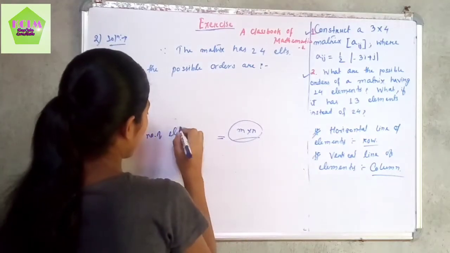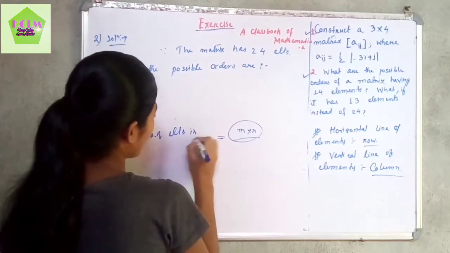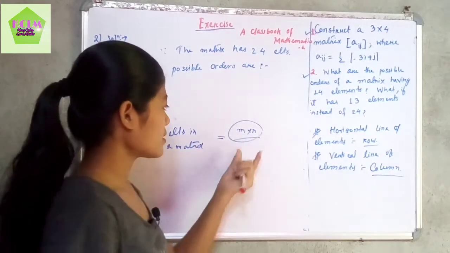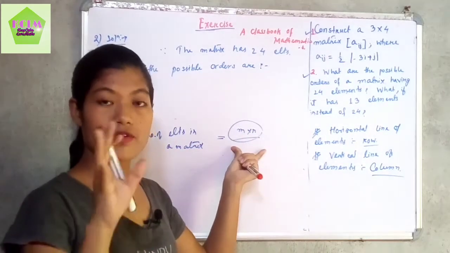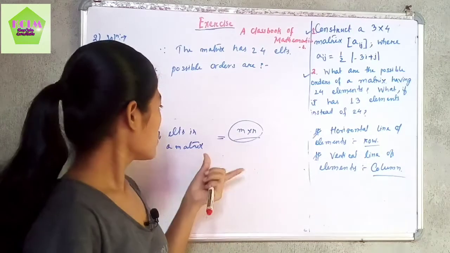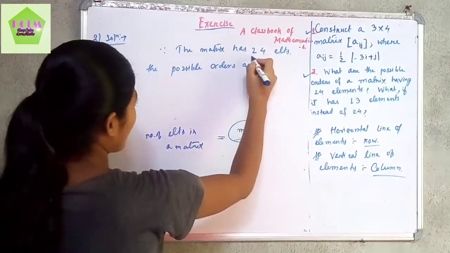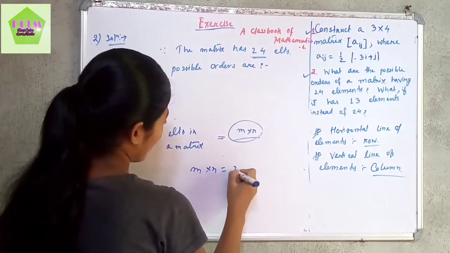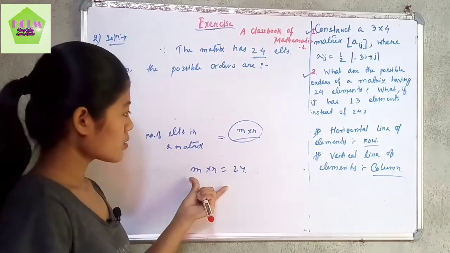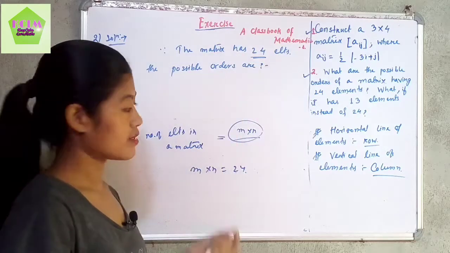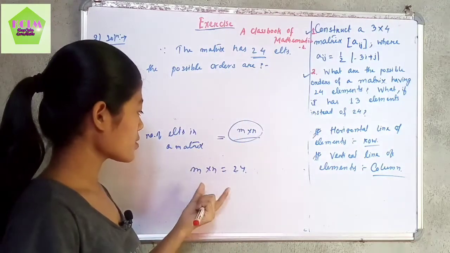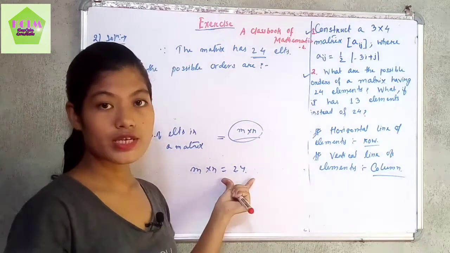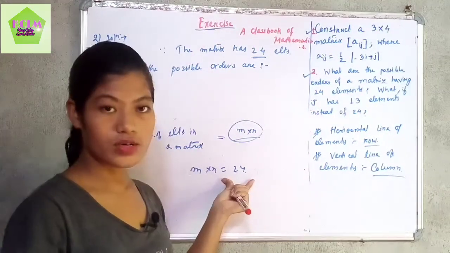So number of elements in a matrix is nothing but multiplication of number of rows and number of columns. So here we have 24 elements. So the values would be, so it represents that number of rows and number of columns and their multiplication is 24. So if we factorize 24, then we get the orders, right?